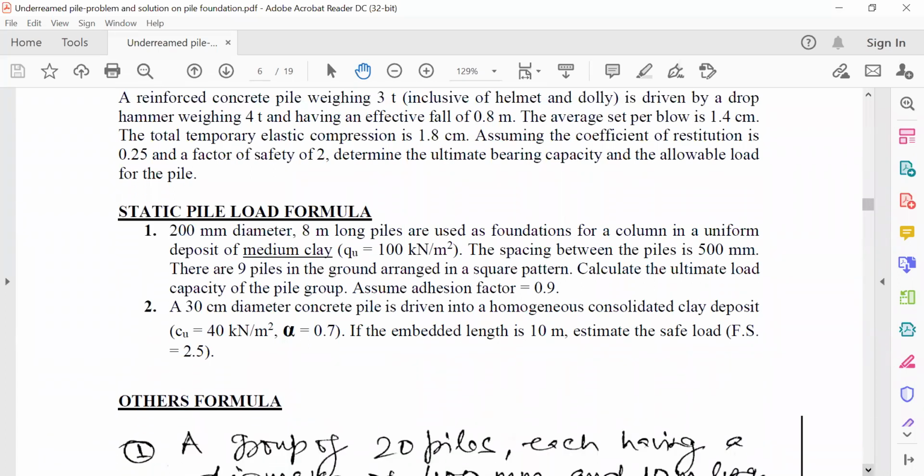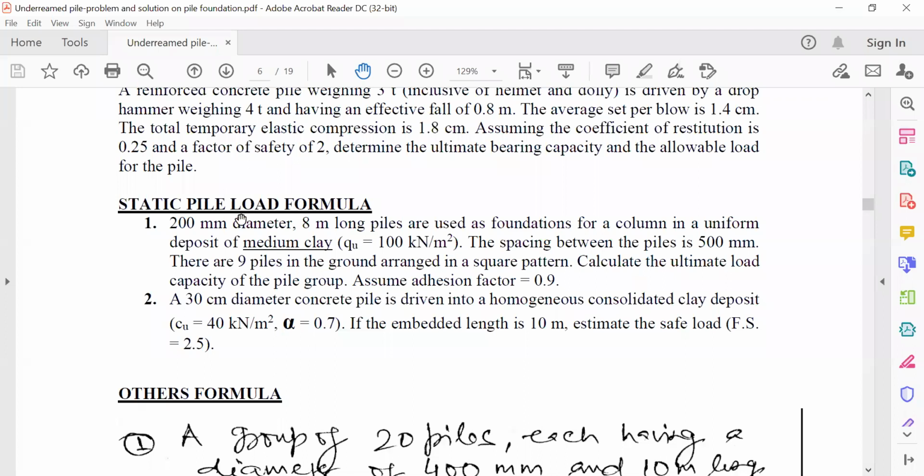A static pile load formula, for how we can solve the numericals, is also given here. So 2 numericals are there, which we shall also solve now.